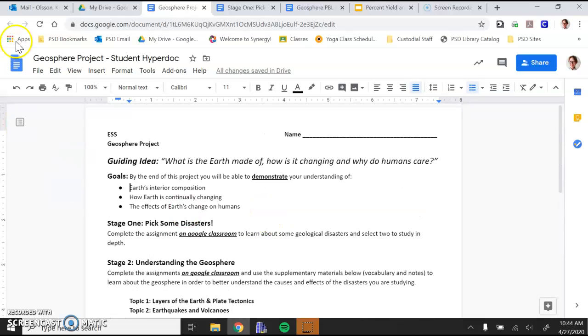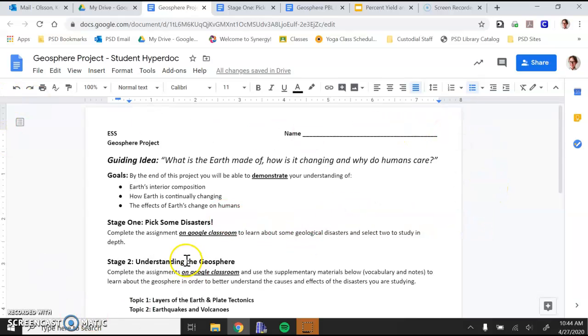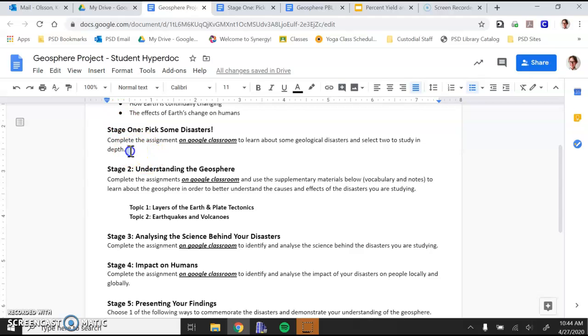This document, the Geosphere Project Student Hyperdoc, is going to be your guiding overview of what we're going to be doing. So I'm just going to briefly describe each step, and I will be adding things to this document as we go, as we are working on them and as we need them.